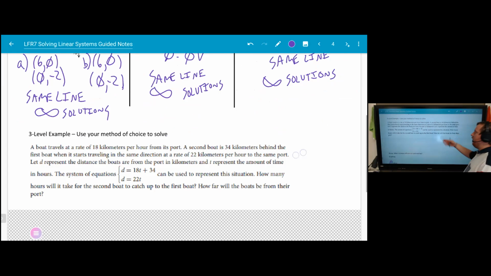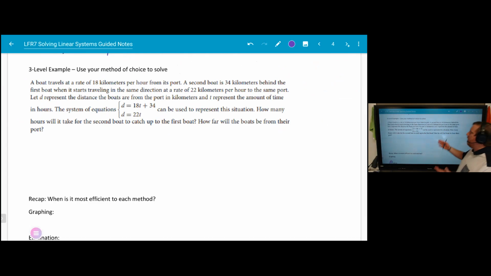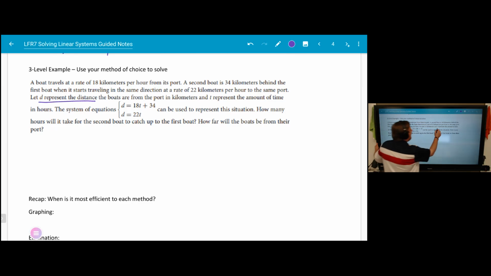Oh, I forgot about this one. Use your method of choice to solve. We got this boat that travels 18 kilometers per hour from its port. Second boat does all that good stuff. We got this system of equations. And what we're trying to find is how many hours it will take for the second boat to catch up to the first boat, and how far will the boats be from their port? In other words, we've got D for distance, and we've got T for time.